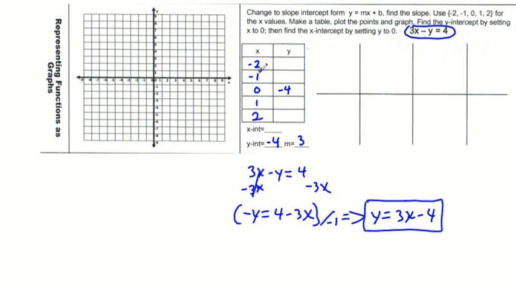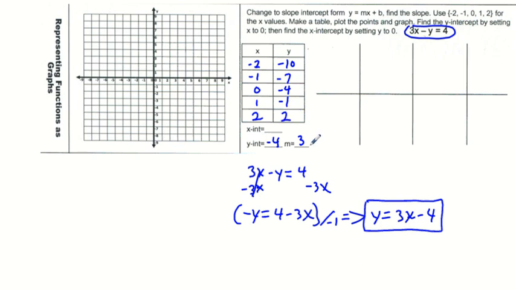Okay, and now we'll just fill in these other points. If we plug in negative 2 for x, we get 3 times negative 2, which is negative 6, minus 4, that's negative 10. We have negative 1 times 3, which is negative 3, minus 4 is negative 7. If we plug in 1, we get 3 times 1 minus 4 is negative 1. If we plug in 2, we get 2 times 3, which is 6, minus 4 is 2.